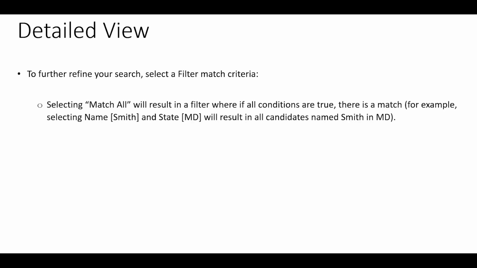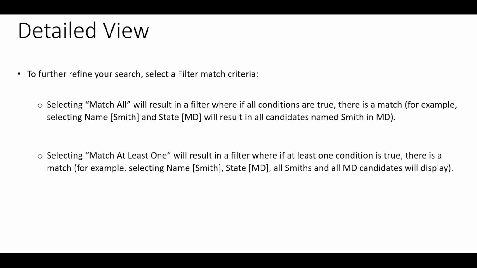To further refine your search, select a filter match criteria. Selecting Match All will result in a filter where if all conditions are true, there is a match. For example, selecting Name, Smith, and State, MD, will result in all candidates named Smith in Maryland. Selecting Match At Least One will result in a filter where if at least one condition is true, there is a match. For example, selecting Name, Smith, State, MD, all Smiths and all Maryland candidates will display.